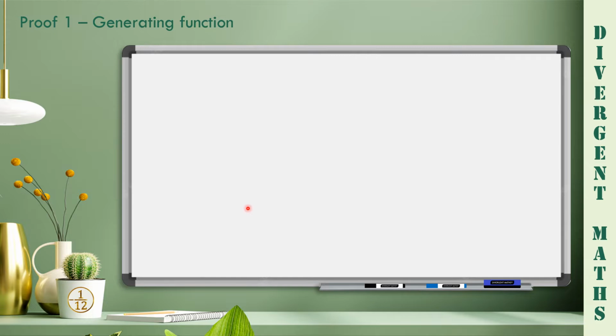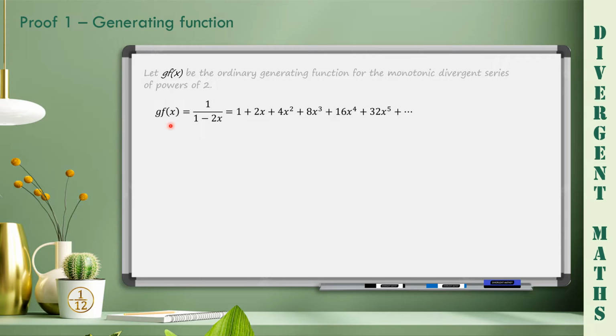Proof number 1, generating function. So let GF, for generating function, be the ordinary generating function for the monotonic divergent series of powers of 2. Here it is, GF of x equals 1 over 1 minus 2x. That is the expanded form. And then if we evaluate the above generating function with x equal 1, we get GF of x equals 1 plus 2x plus 4x squared, etc. The expanded form, we replace x equal 1.